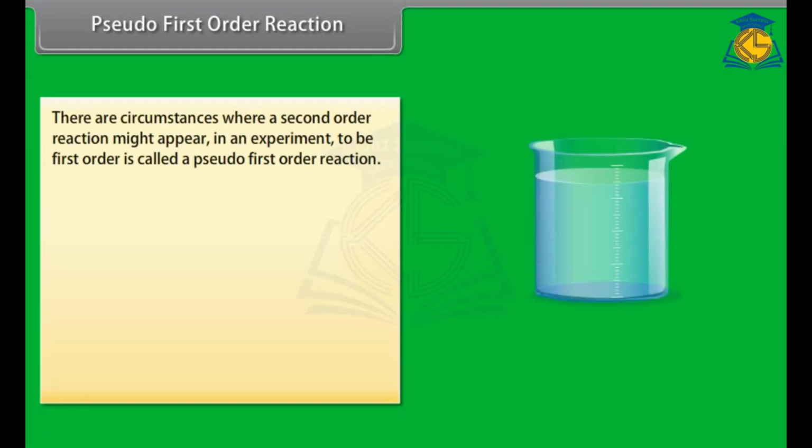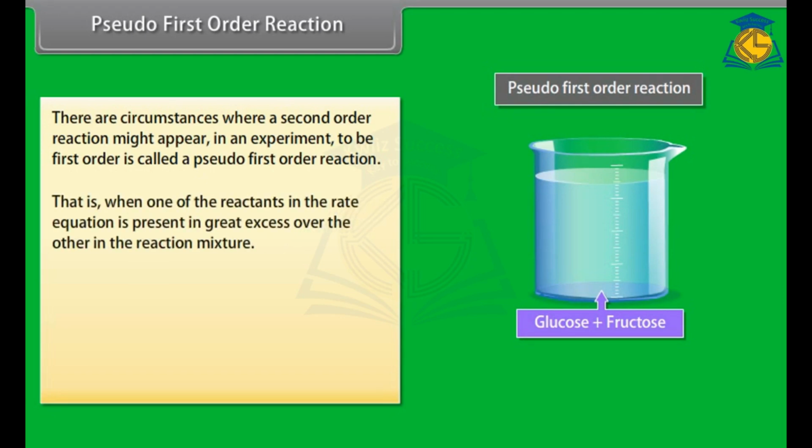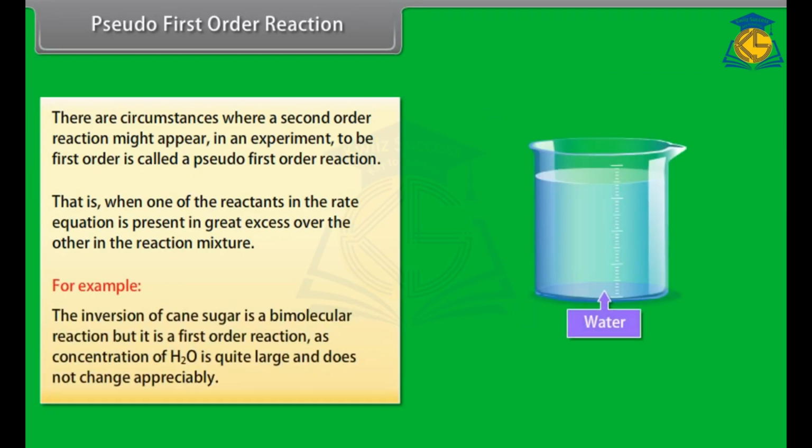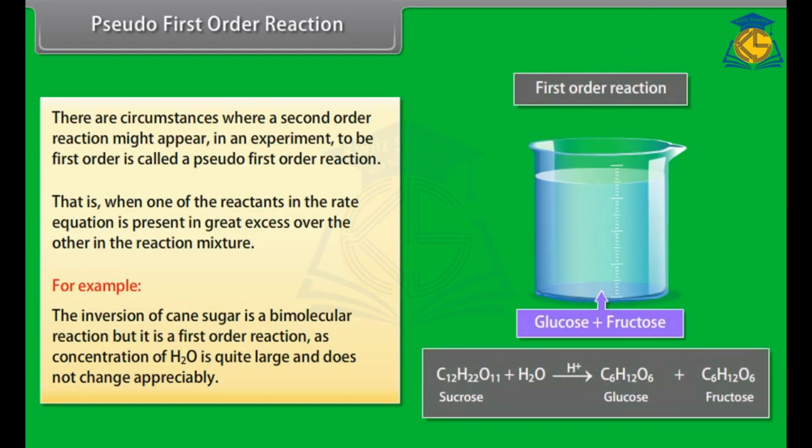Pseudo first-order reaction. There are circumstances where a second-order reaction might appear in an experiment to be first order. It is called a pseudo first-order reaction. That is, when one of the reactants in the rate equation is present in great excess over the other in the reaction mixture. For example, the inversion of cane sugar is a bimolecular reaction, but it is a first-order reaction as concentration of H2O is quite large and does not change appreciably.